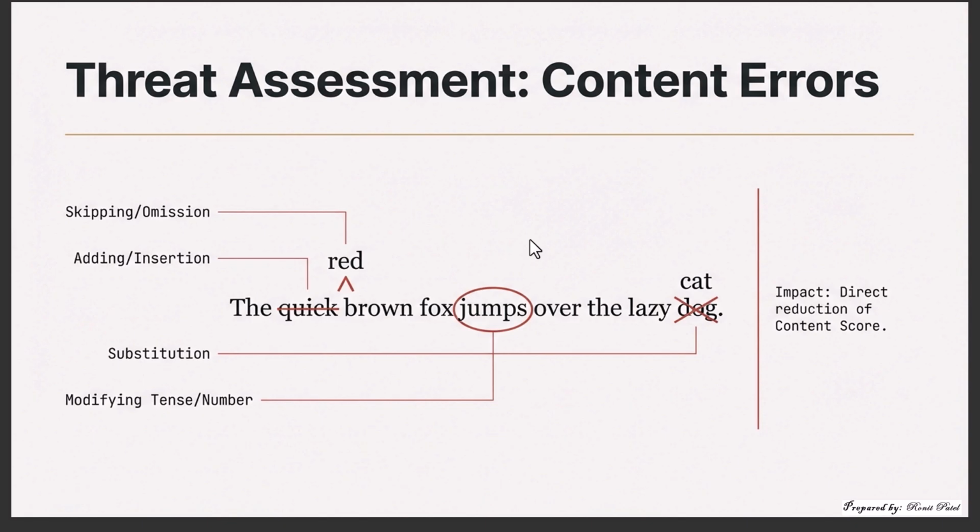But many students unknowingly make four common content mistakes. They skip a word, they add an extra word, they say the wrong word, or they change tense or number. Each of these errors directly reduces your content score, no matter how beautiful your pronunciation sounds. So here is a golden rule I want you to remember forever. In read aloud, accuracy comes before fluency. First be correct, then be smooth. Because if the words are wrong, fluency cannot save the score. Obviously.